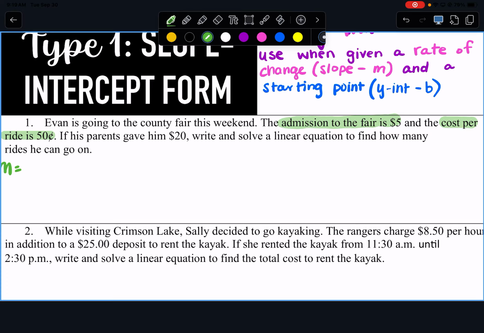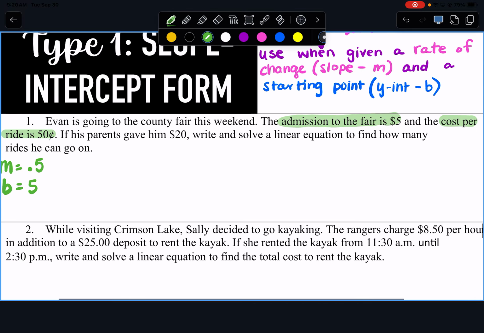So how would I write 50 cents? 0.5 or 0.50. Any of those work. And what would our starting point be? To even get in the fair, what do you have to pay? $5. So we can write our equation just from knowing that first piece of information. So we get y equals what? 0.5x plus 5.